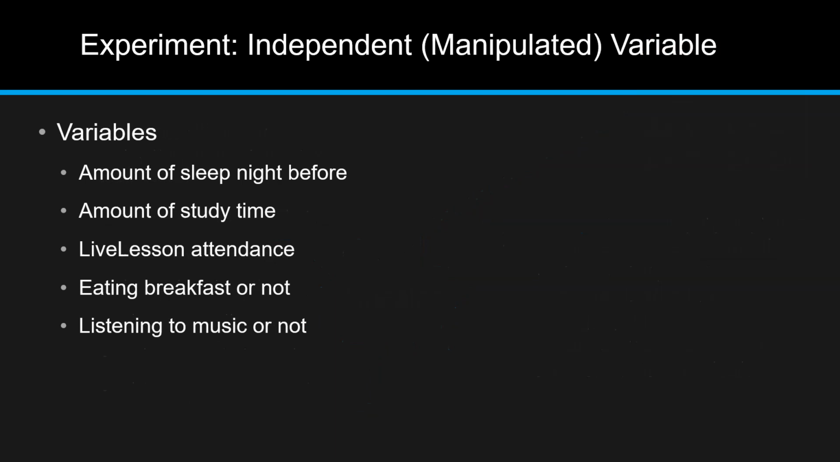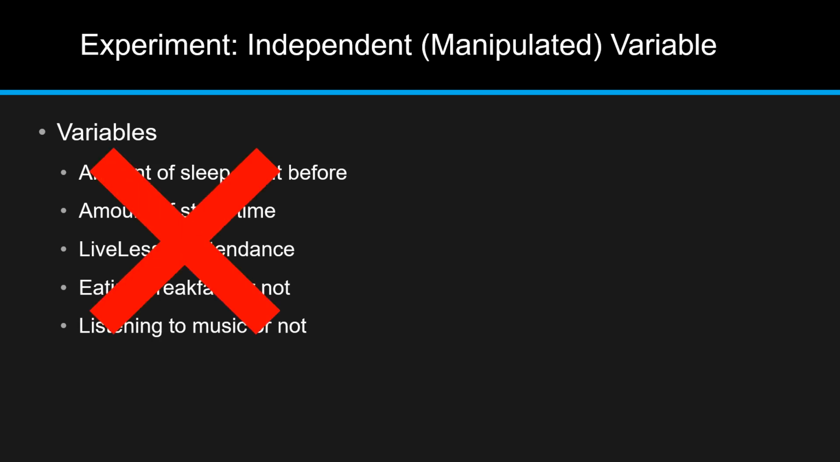In this experiment, to determine what will help my students do well on tests, there are many variables, things that I could change. They are all listed here. But can I test all of these variables at the same time in just one experiment? No. If I allow all of these things to change at once and every student has a different combination of these factors, I won't be able to see any clear patterns in my data.